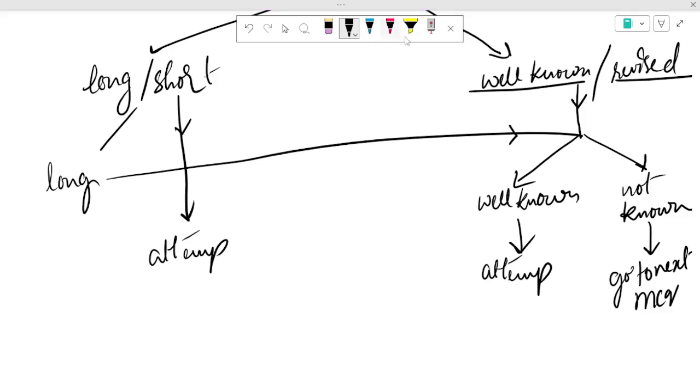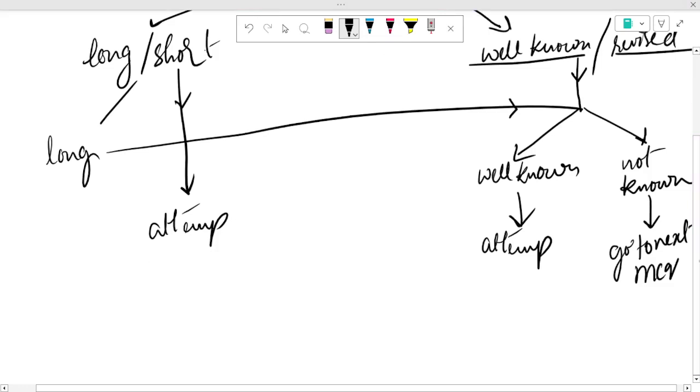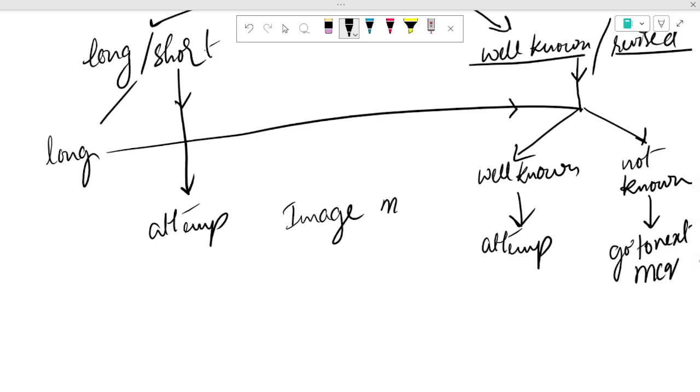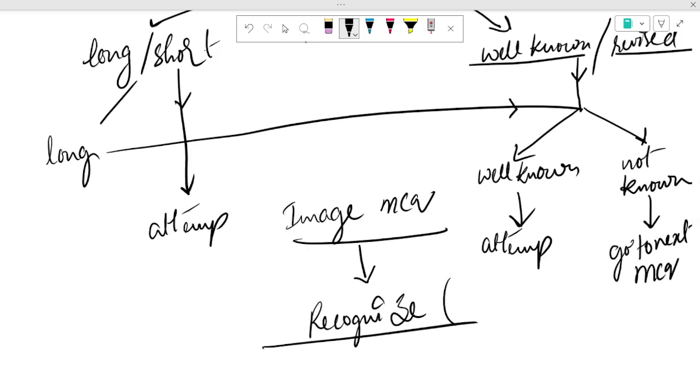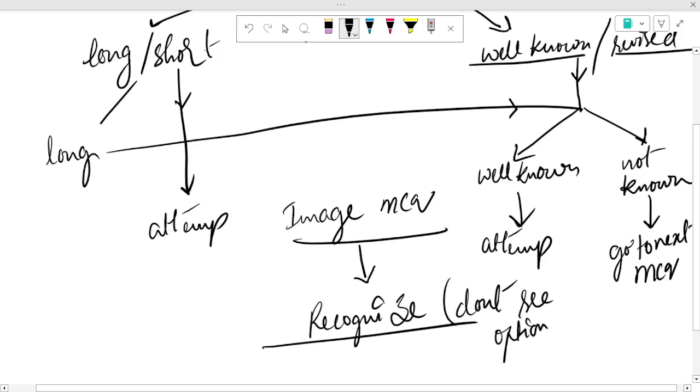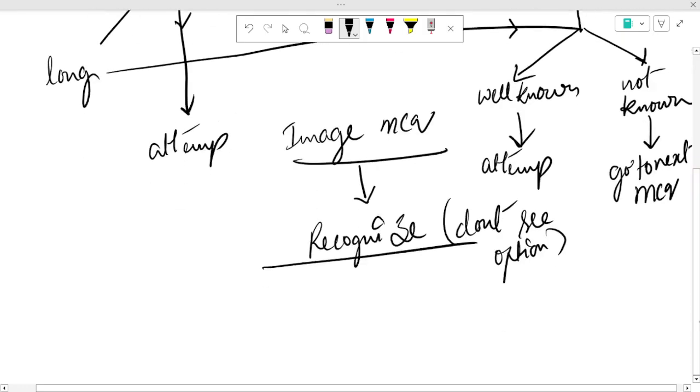Now we will discuss one more thing. For example, if it is an image MCQ, how will you solve it? If it is an image MCQ, always first try to recognize the image. Don't go for the options. That is my sincere request. Try to recognize the image. Please don't see the options, because our mind always tries to confuse us. So first recognize the image.